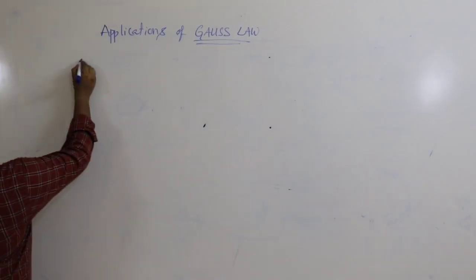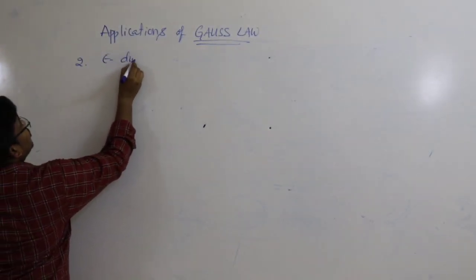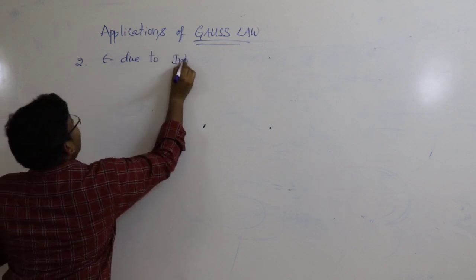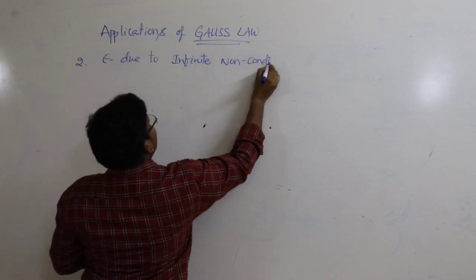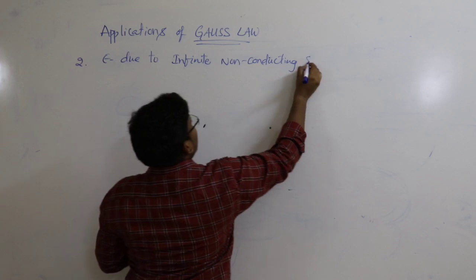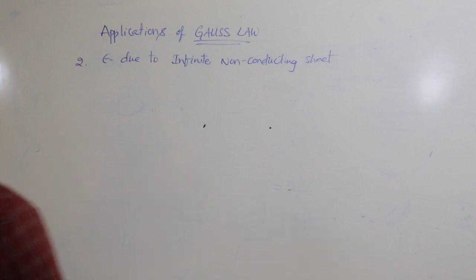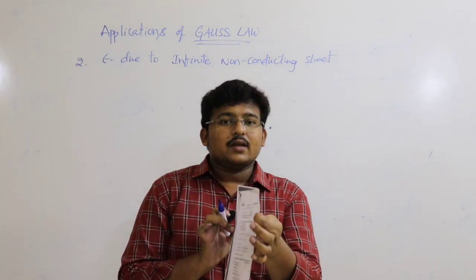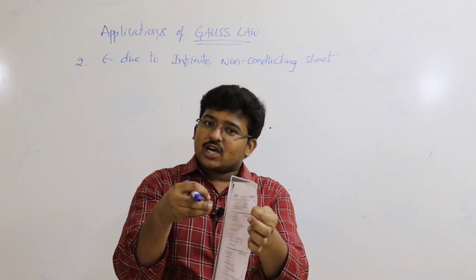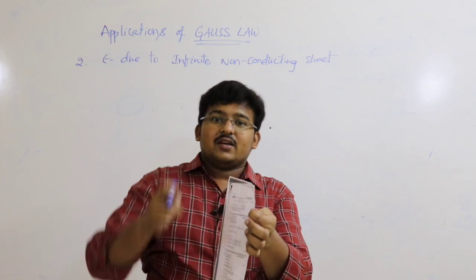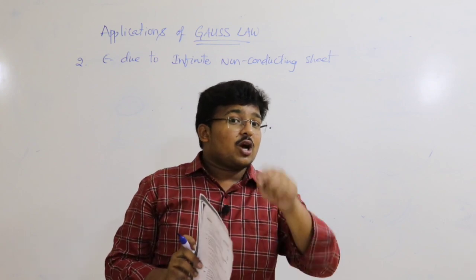So the second application of Gauss law: the electric field E due to an infinite non-conducting sheet. So you are taking a sheet, which might be very thin, and it is a non-conductor. Sir, non-conductor means when you give the charge, it will be stored inside the material. If it is a conductor, charge is present only on the surface. If it is a non-conductor, it is inside.